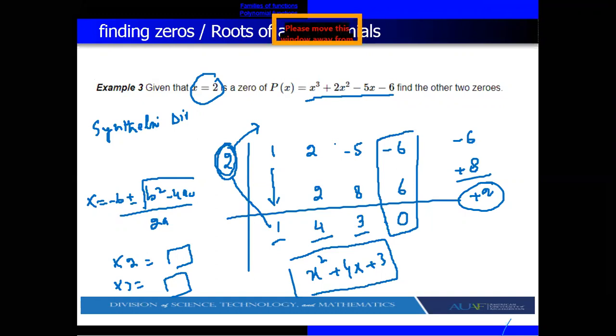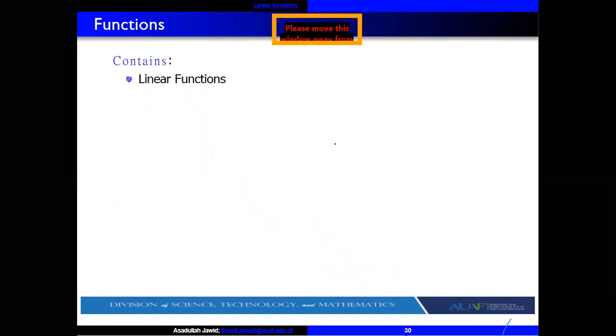Okay, Professor, got it. So this was a review. What we have today is actually linear function. And you know what is a linear function? Any function of degree 1 is called what? A linear function. Any equation in which the variable power is 1 is called a linear function.